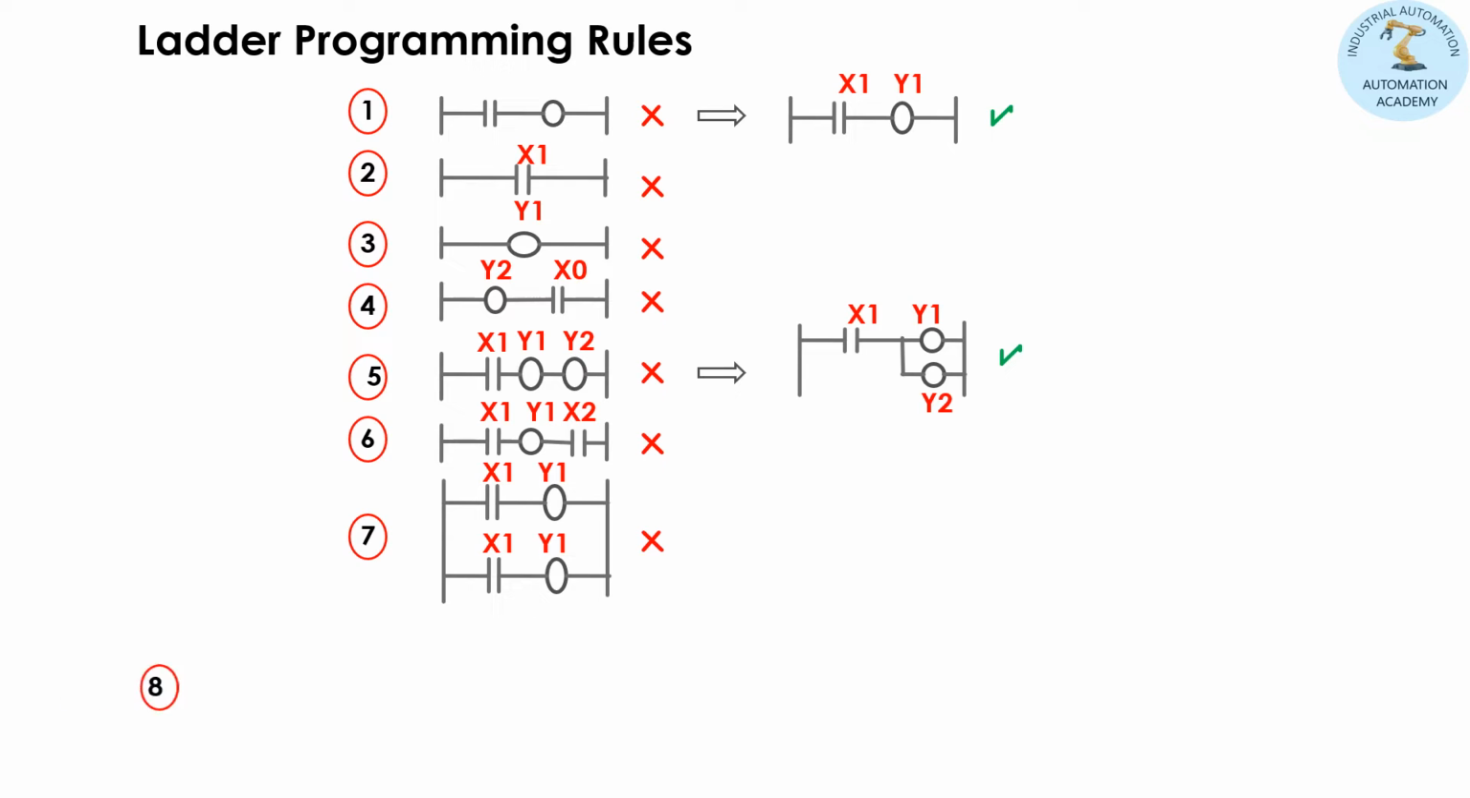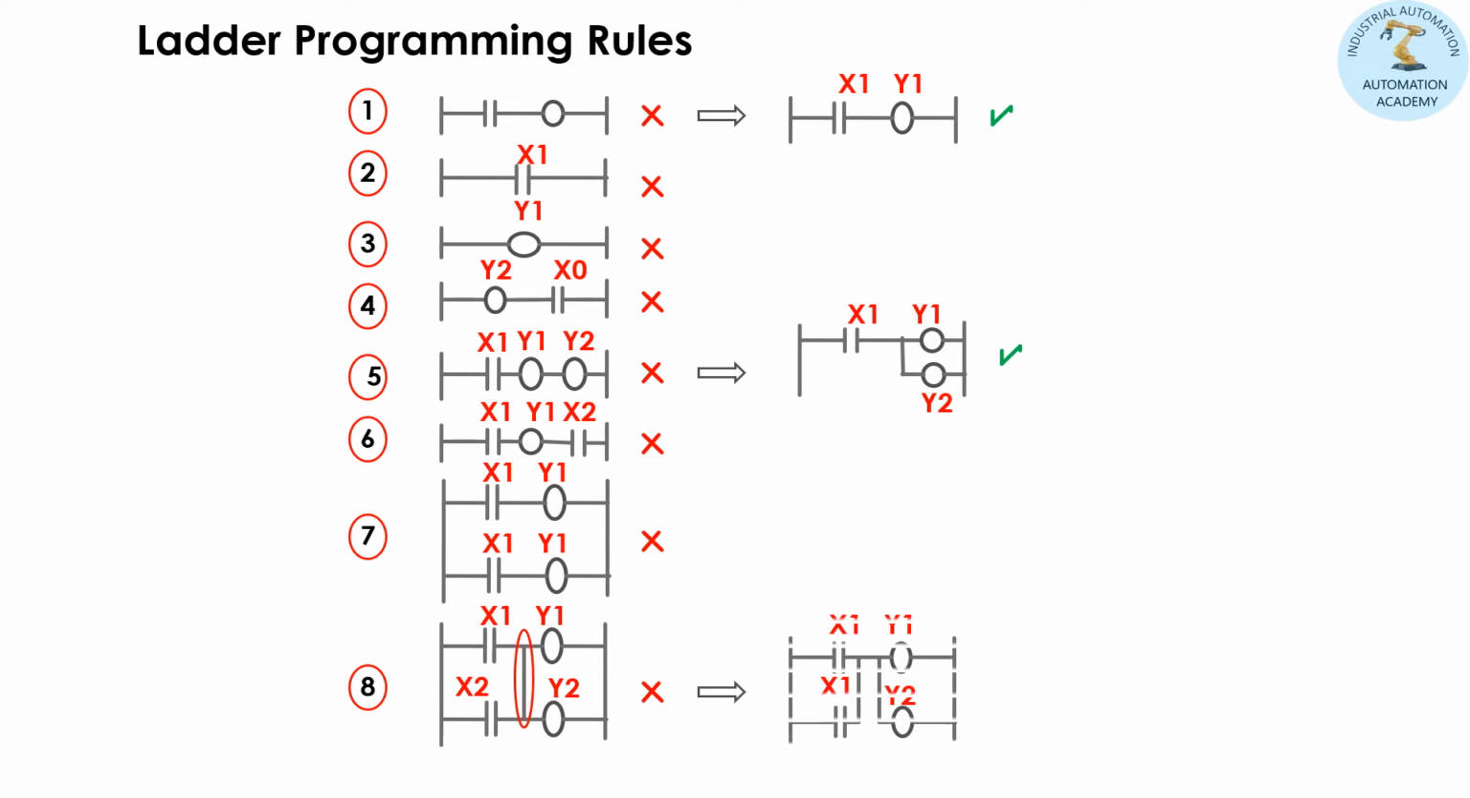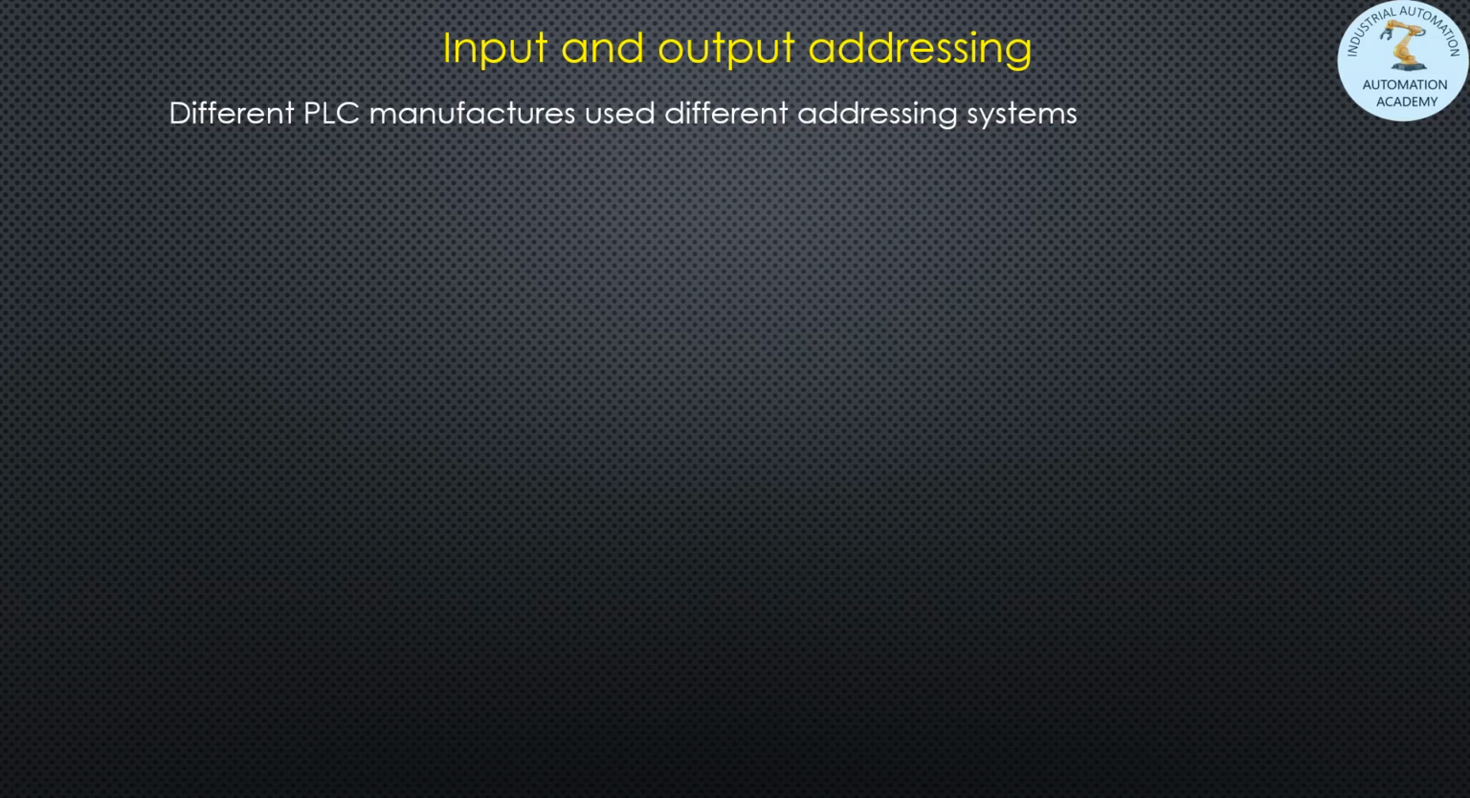This is wrong, because there are same outputs in different places in the ladder diagram. This is also wrong, and can be corrected as shown. Different PLC manufacturers use different numbering systems for input and output addressing.